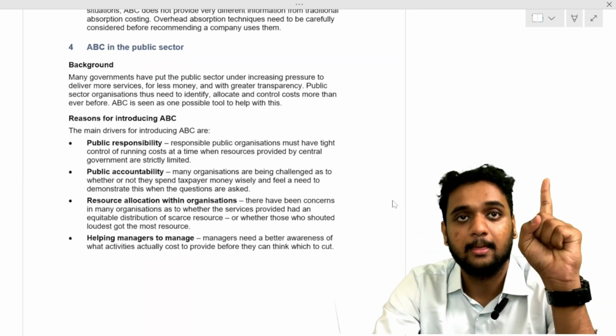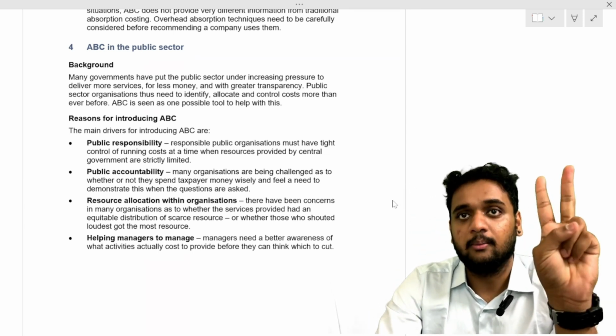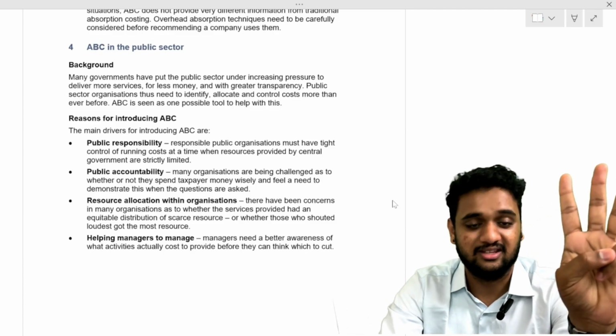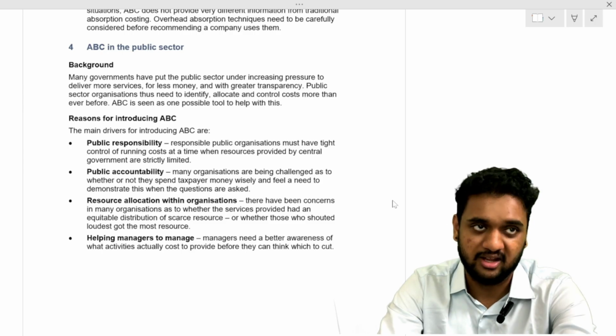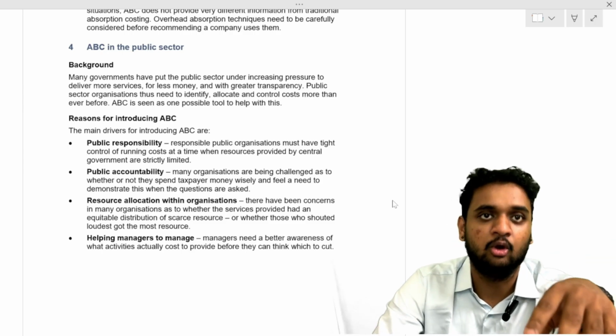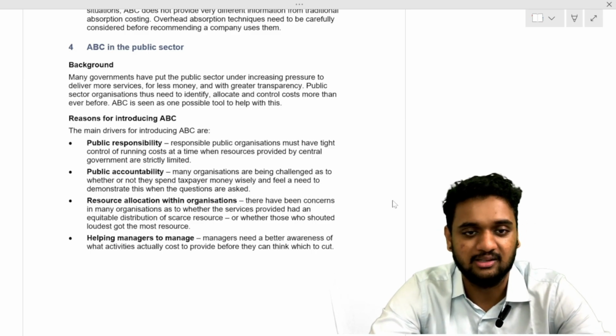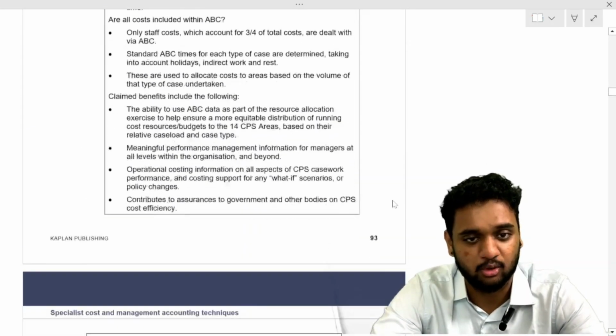Understood? What is the first one? Responsibility. Second one, public accountability. Third one, resource allocation within the organization. Fourth one, helping managers to manage. If ABC is there, the manager will know how much is going where, and for that he'll understand. These are the four things why it is important in a public sector organization. Nothing more is required here.